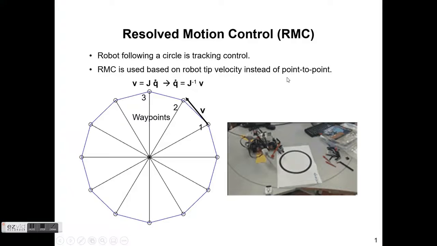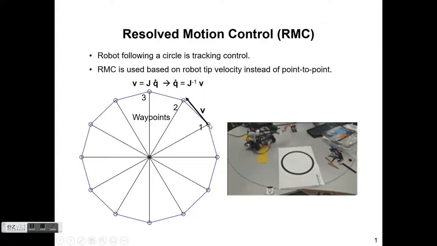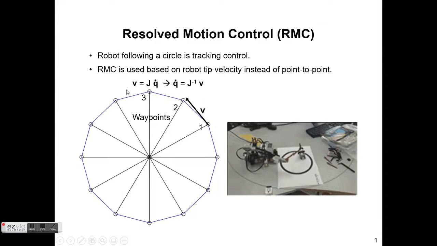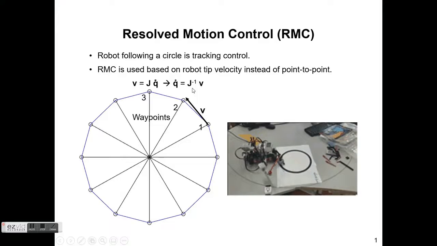So instead of doing point-to-point control, let's say from point one to point two to point three, in this case, we actually use the velocity, okay, from point one to approach point two. And so in light of the robot kinematics, the tip velocity is equal to the Jacobian times the joint speed. And then you can calculate the joint speed based on the Jacobian inverse for a given tip velocity.